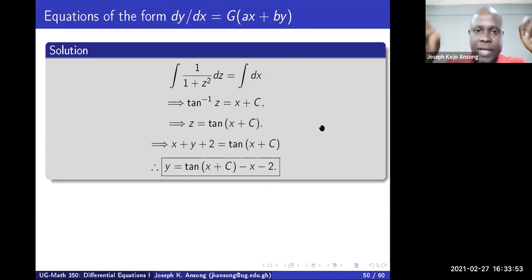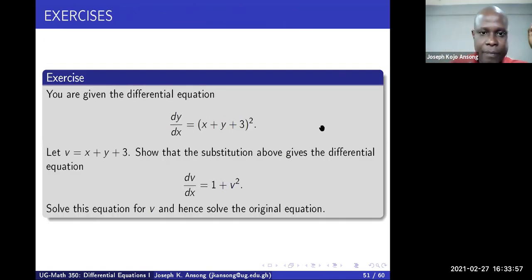dy/dx is equal to g(ax + by). Here's another exercise very similar to what we've done already. You are given the differential equation, let v be equal to this, and show that this substitution will result in an equation like this. You solve this equation for v, and then find a solution to the original equation, that is this equation here. So try it.